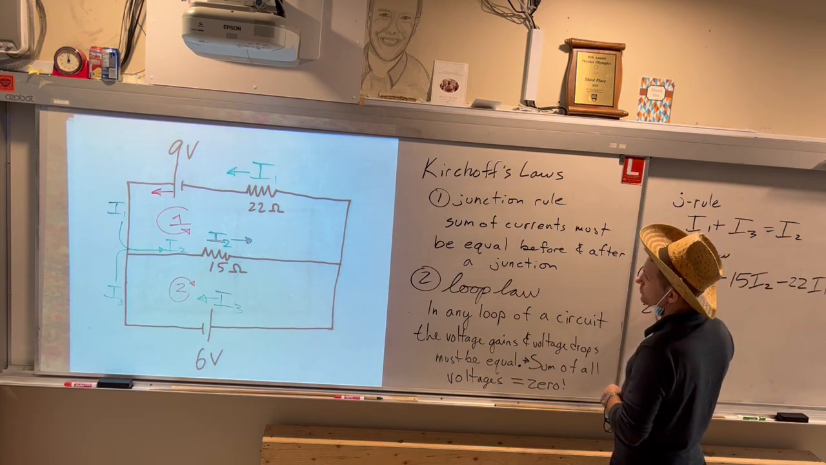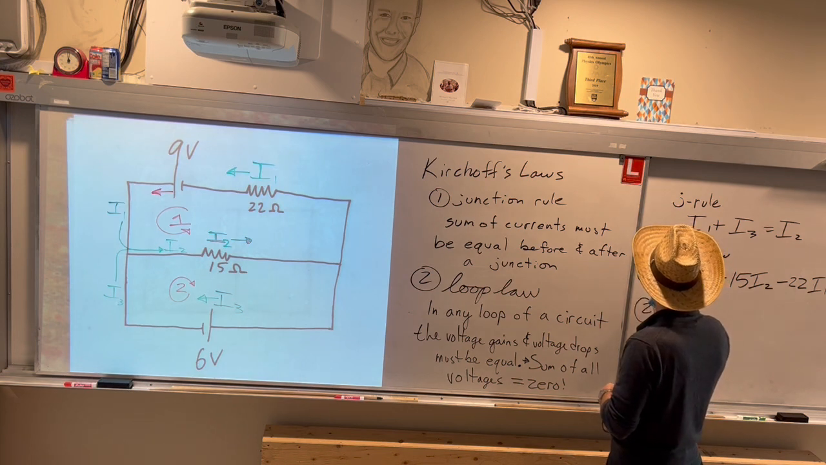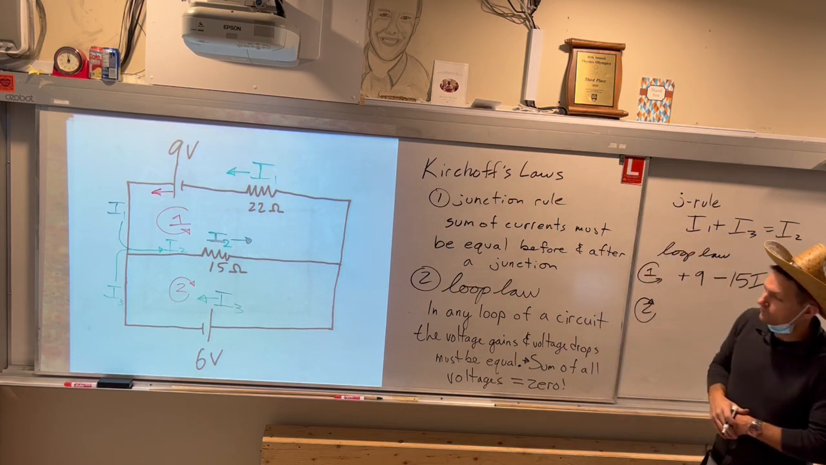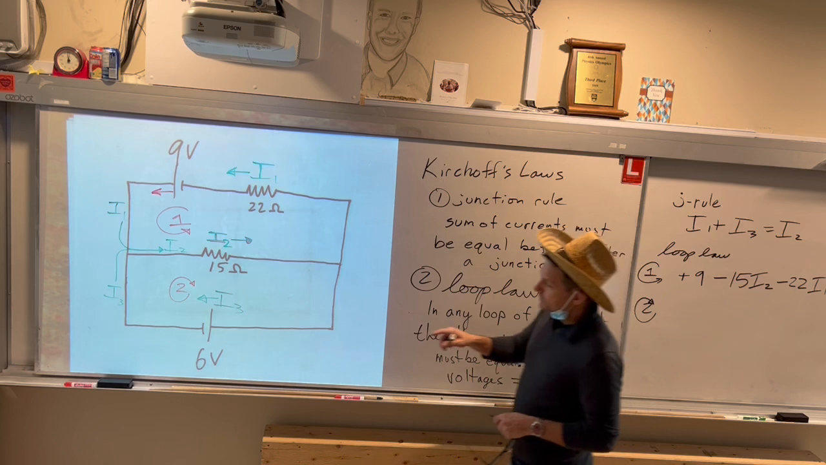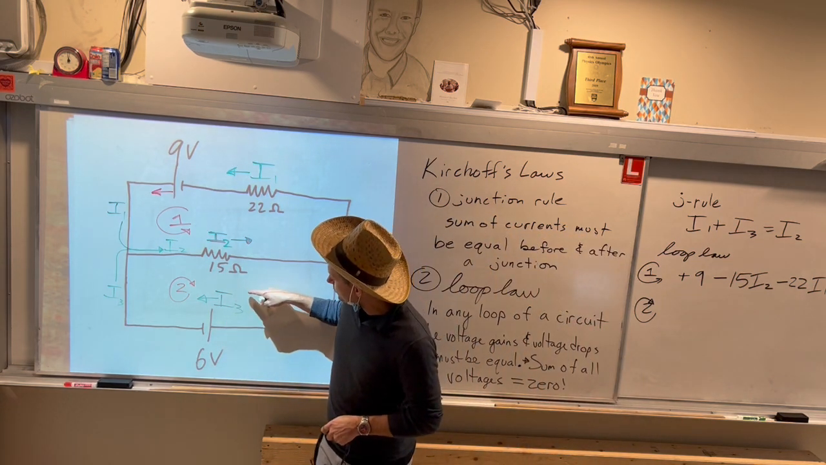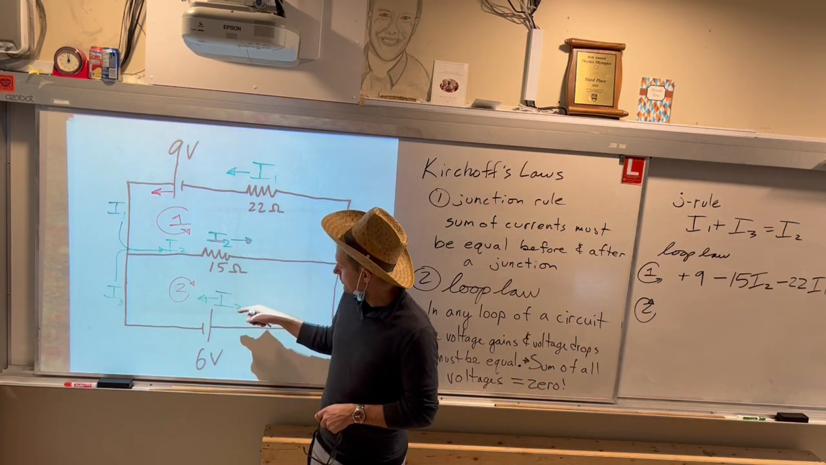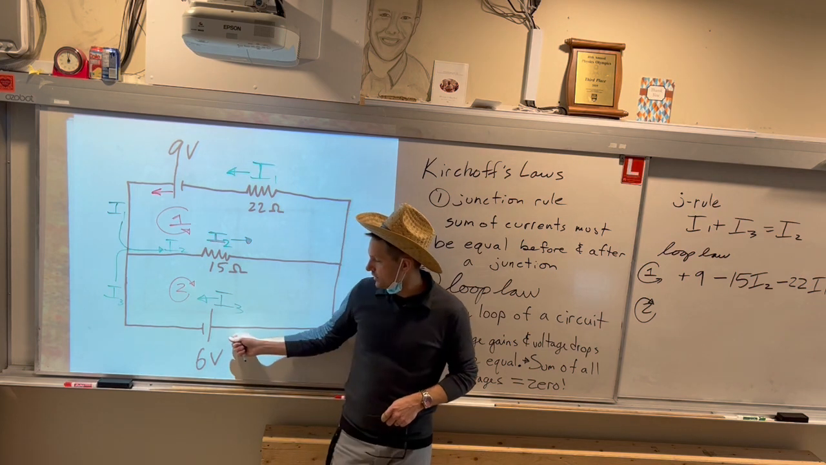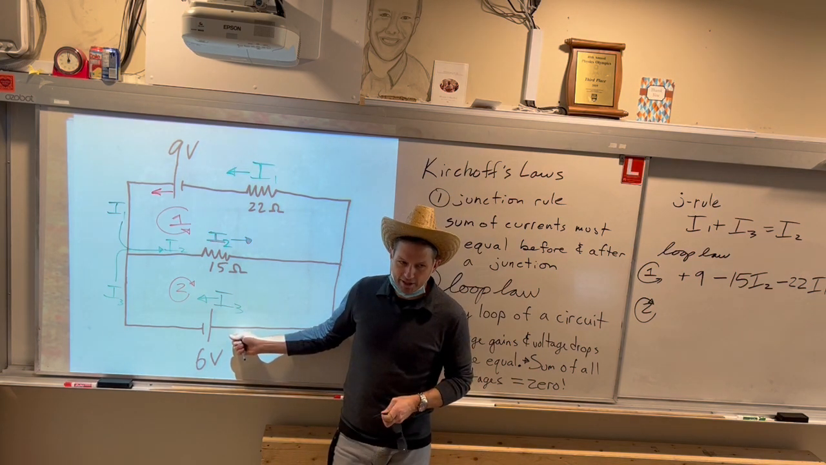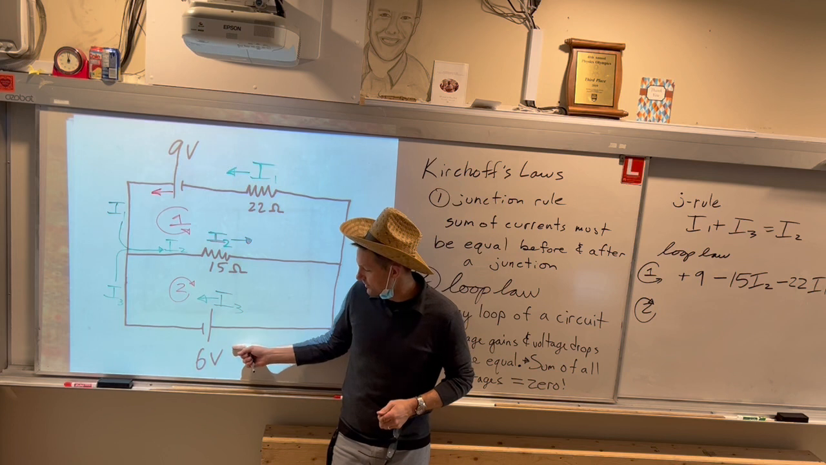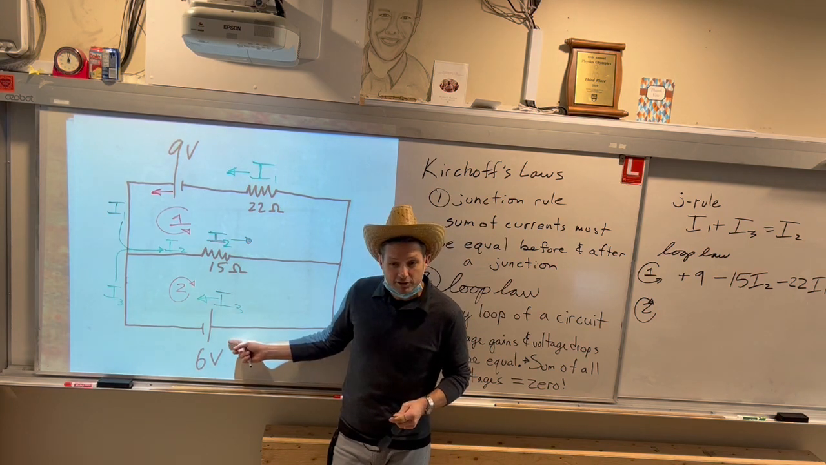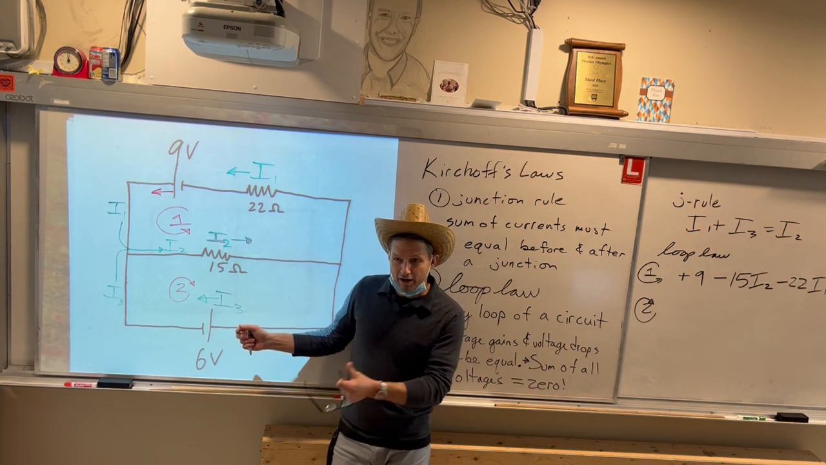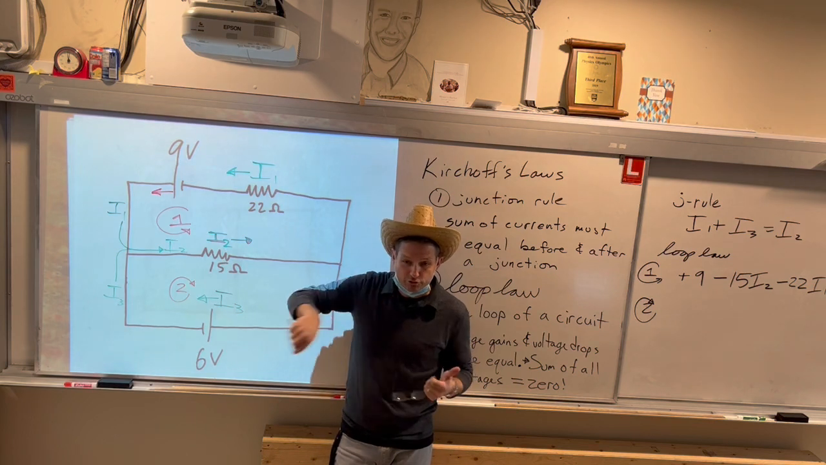Now let's do number 2. Now, look at the cell. Our loop, we said, is going this way, right? So this is going to be negative 6. Even though this is a voltage gain, it's in the opposite direction of our loop that we drew.